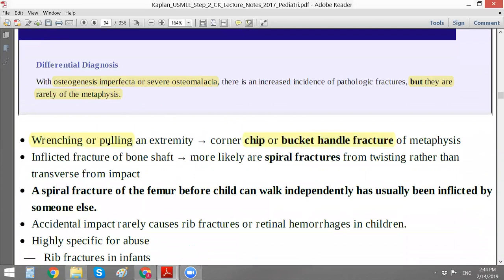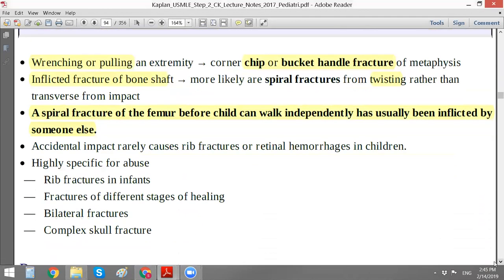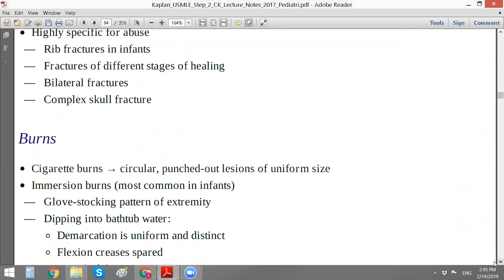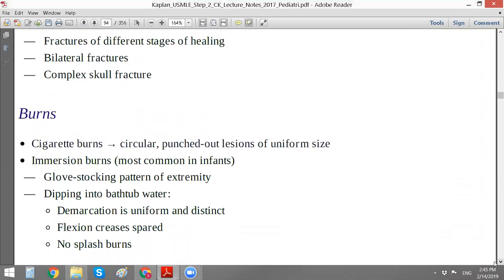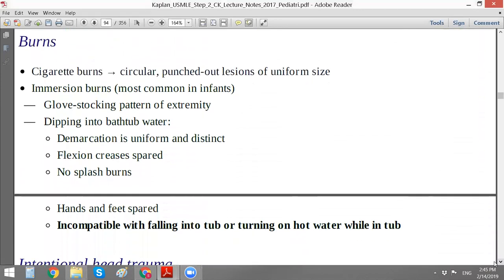Wrenching and pulling. An inflicted fracture of the bone shaft is most likely spiral from twisting rather than transverse from impact. A spiral fracture of the femur before a child can walk independently has usually been inflicted by someone else. Yes, this is very important. Accidental impact rarely causes rib fractures or retinal hemorrhages in children. Highly specific for abuse are rib fractures in infants, fractures of different stages of healing, bilateral fractures, complex skull fractures, and burns.